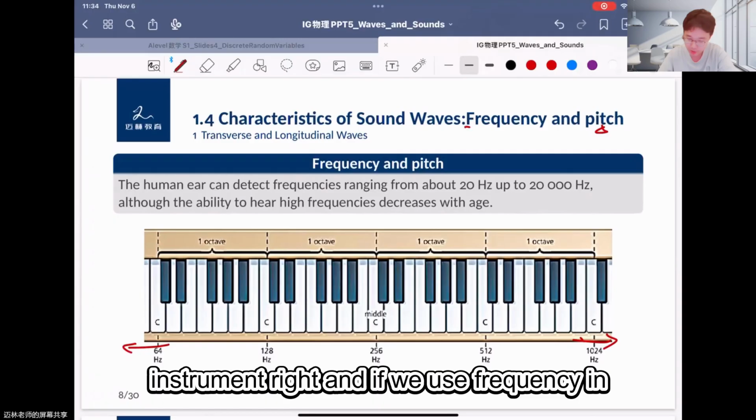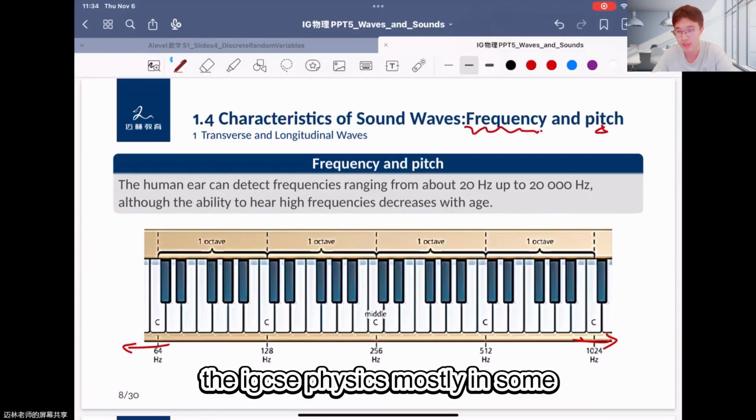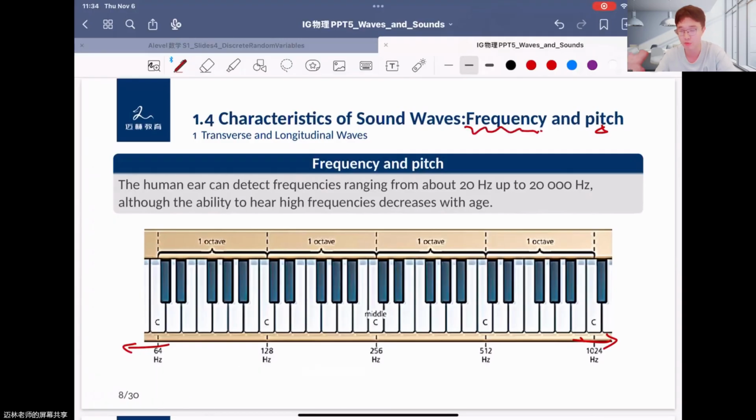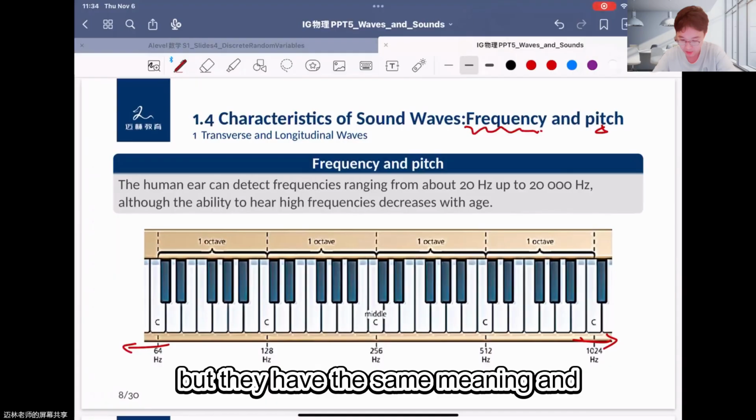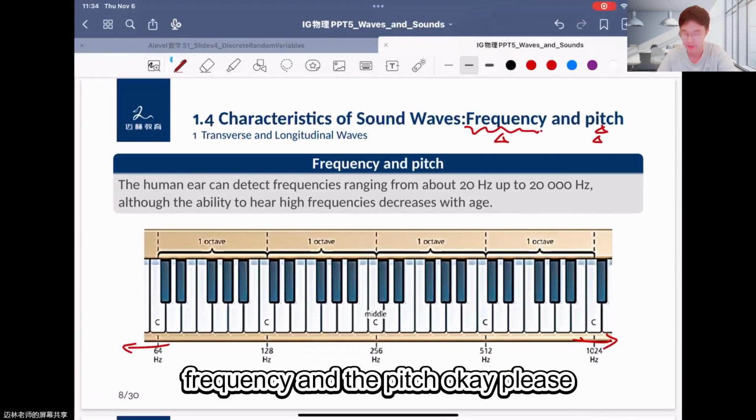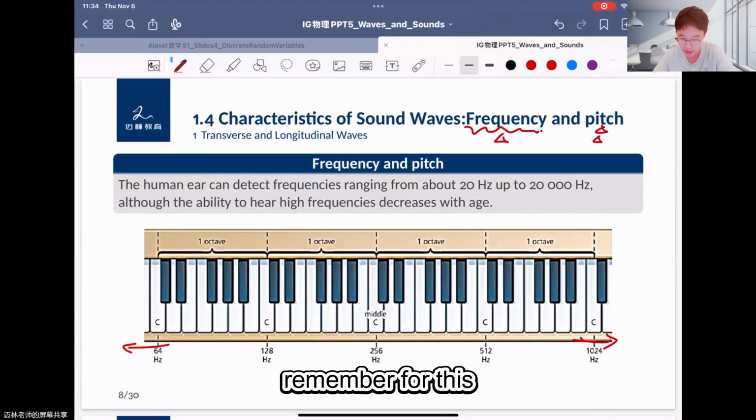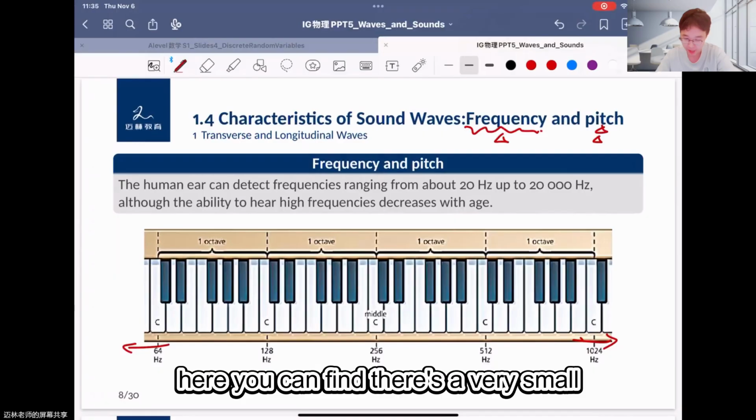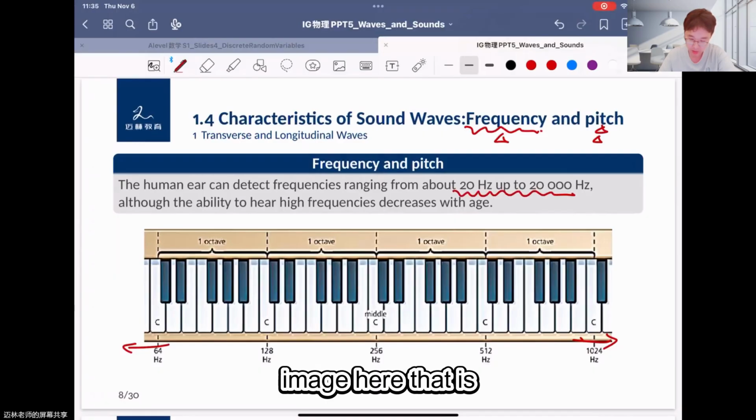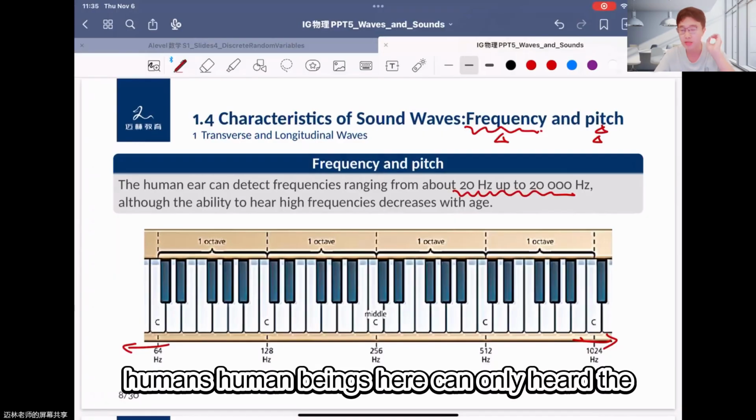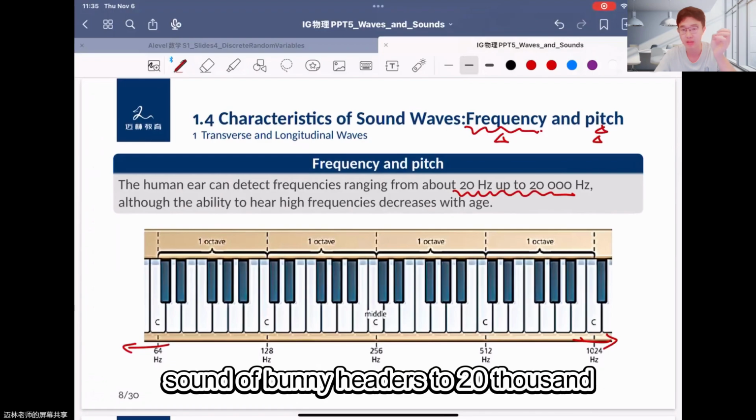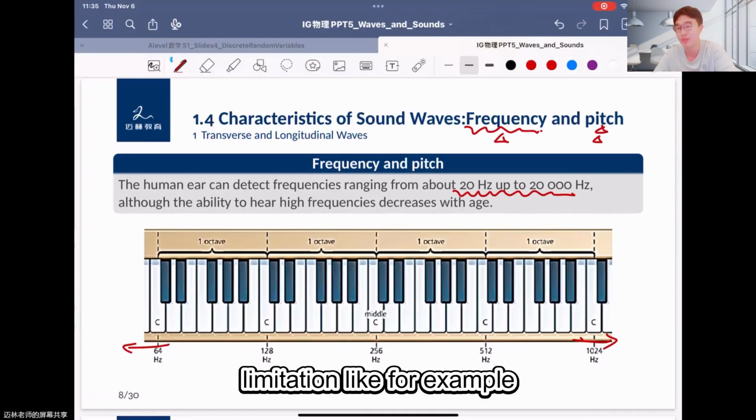And in IGCSE Physics, we mostly use frequency in problems to describe waves, okay? But frequency and pitch have the same meaning, okay? Please remember this. And here you can find there is a very important limit. Human ears can only hear sounds from 20 hertz to 20,000 hertz. So we can say that we have a limitation.